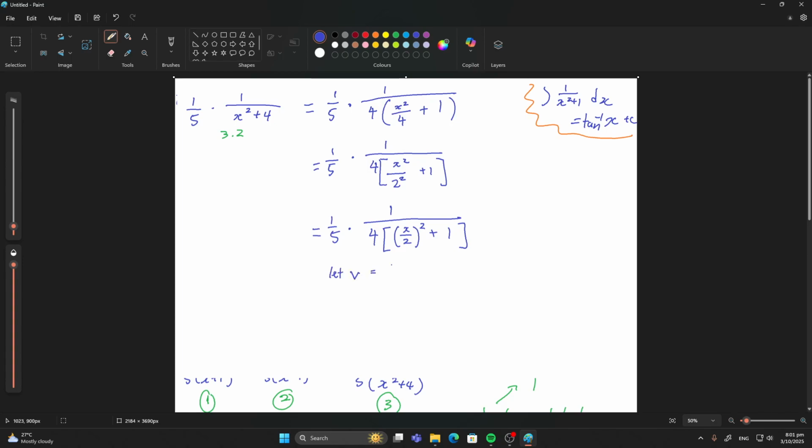So now I'm gonna let v equal x over 2. dv/dx equals half. dv equals half dx, so I bring over the 2: 2 dv equals dx. I have no more space to write.